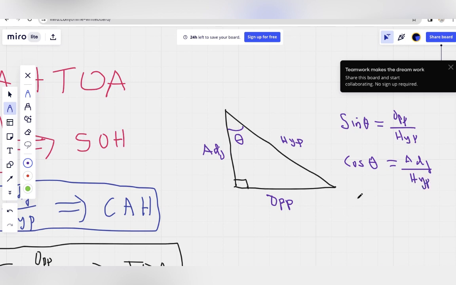Then the last one, the tan of this angle, tan theta, is opposite over adjacent, because it's TOA: opposite over adjacent. So this is how we apply each of them. Is that okay?